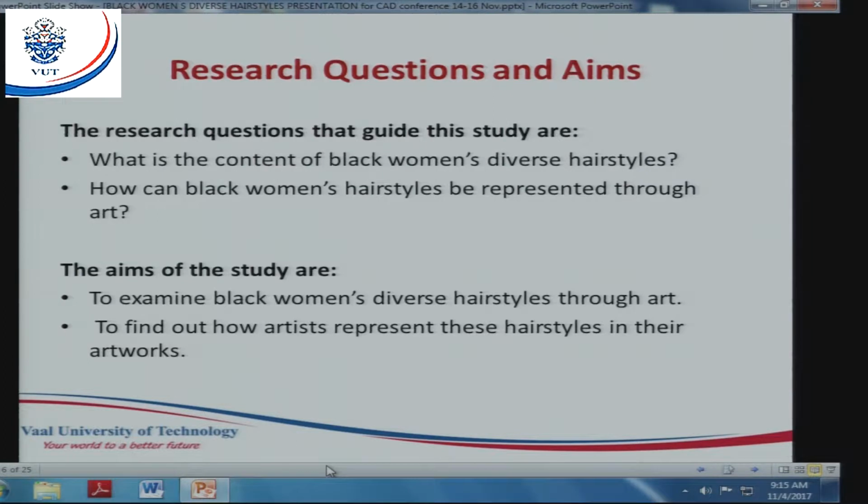The research questions that guide this study are: what is the content of black women's diverse hairstyles? How can black women's diverse hairstyles be represented through art? The aims of the study are to examine black women's diverse hairstyles through art, and to find out how artists represent these hairstyles in their artworks.